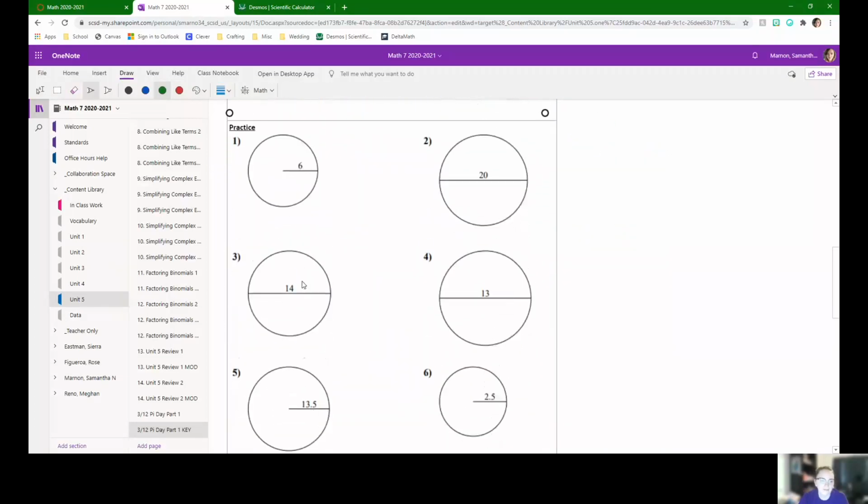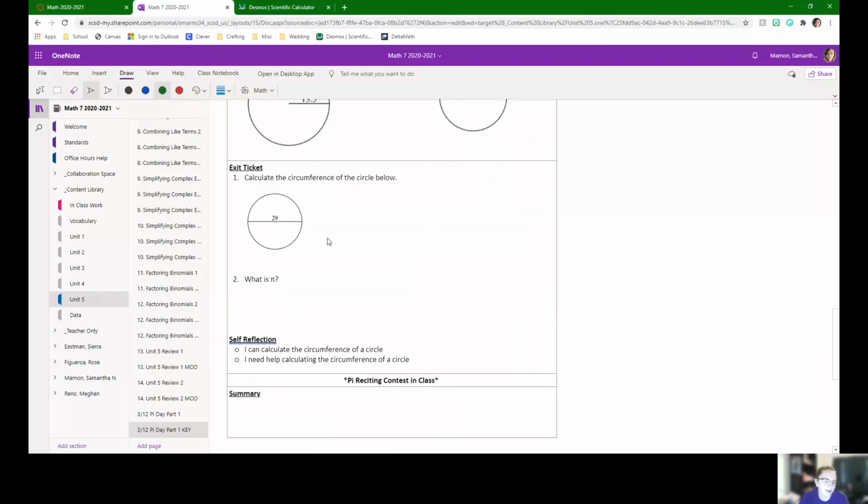So here you have 6 practice problems. You can pick 3 of them to complete. And then we have our exit ticket. Calculate the circumference and then answer what is pi. You can go back to the beginning of this video when we first start talking about it, or even look back at our notes.